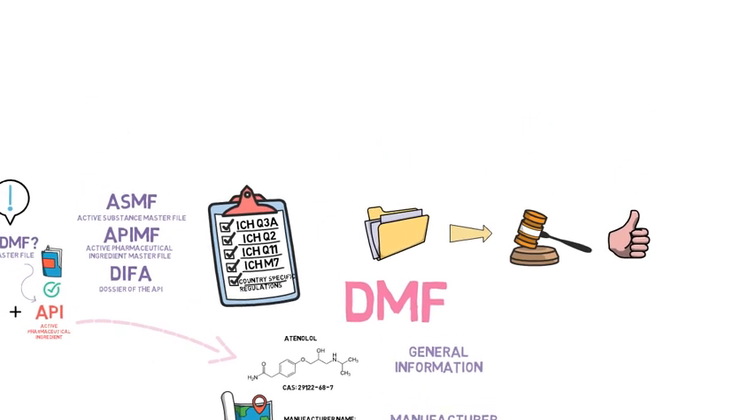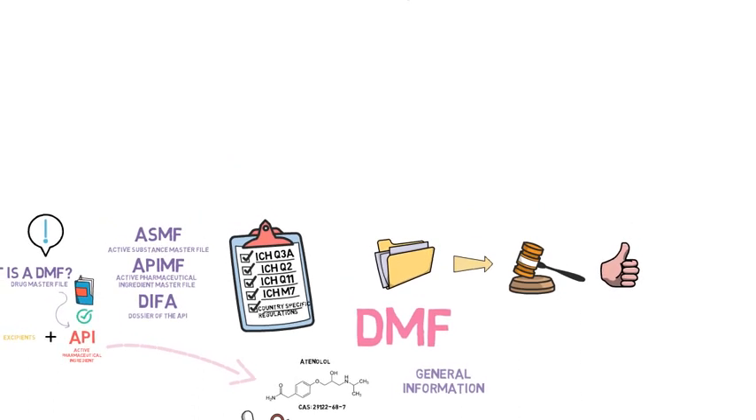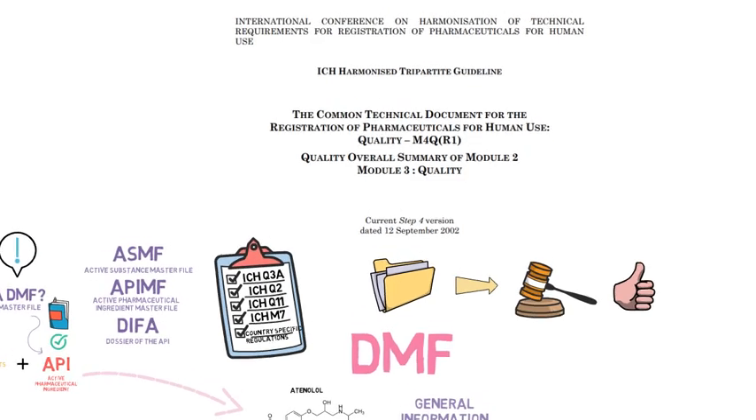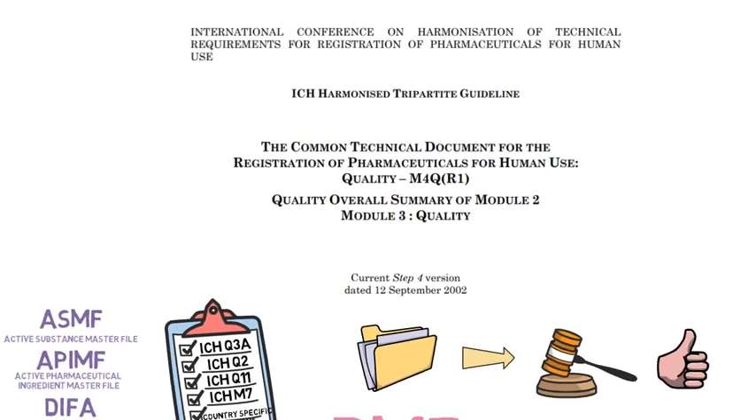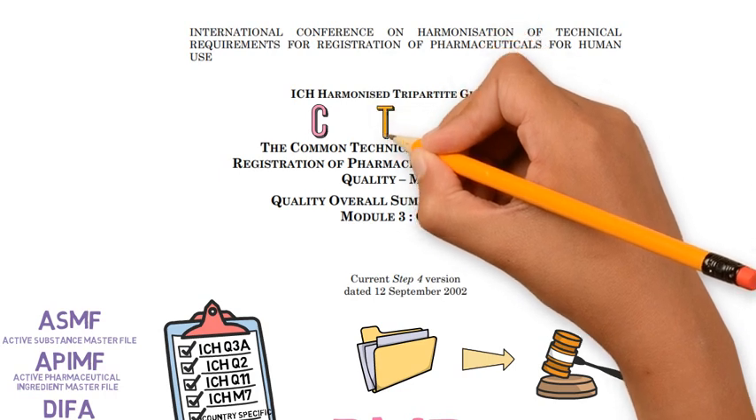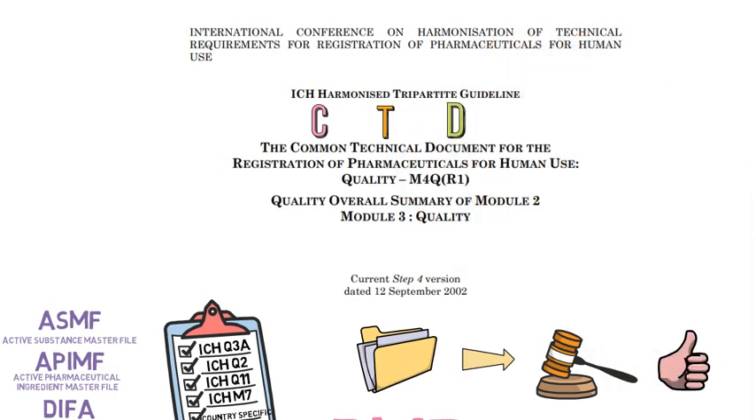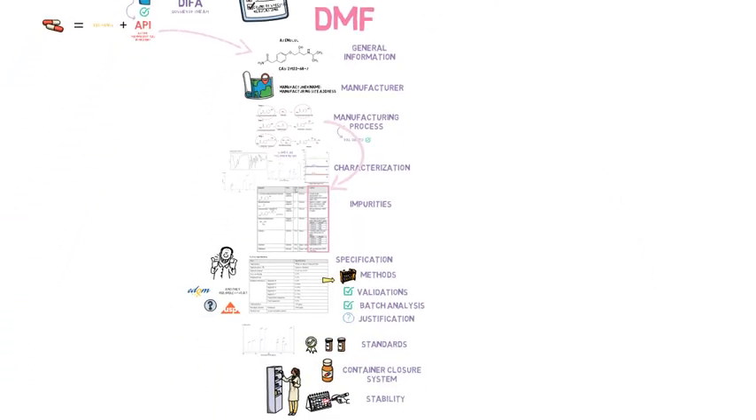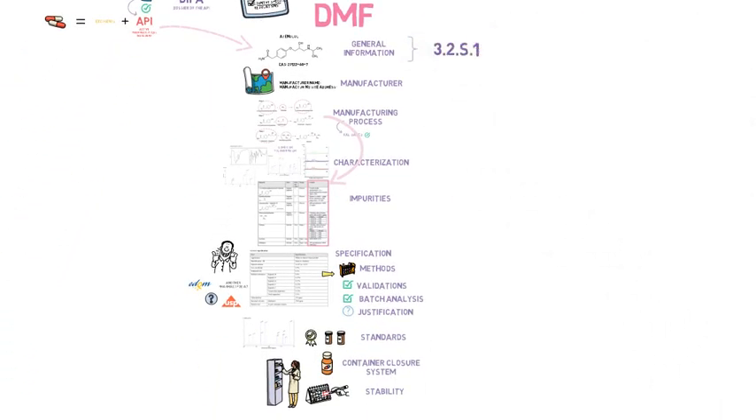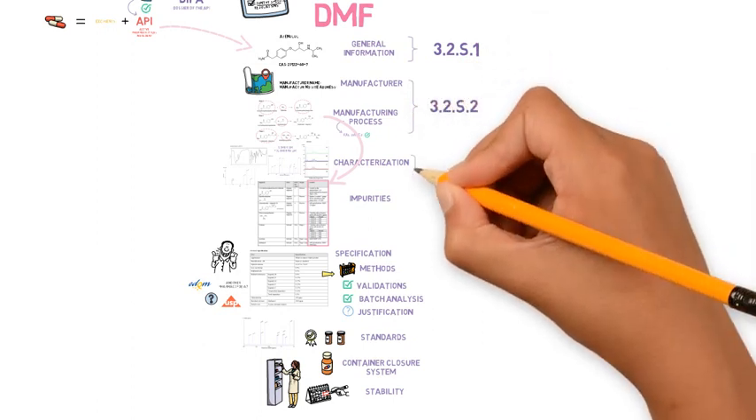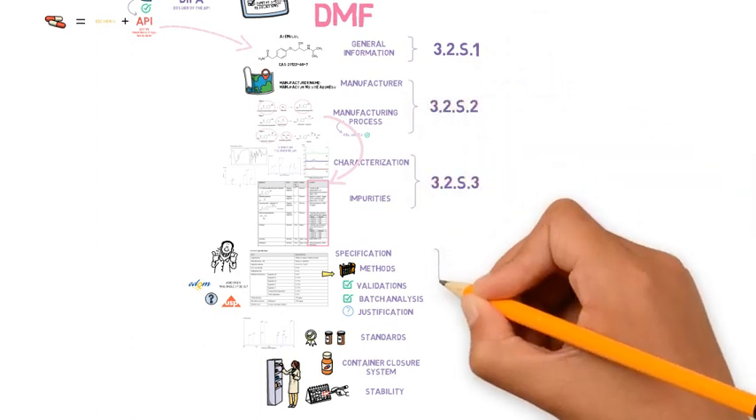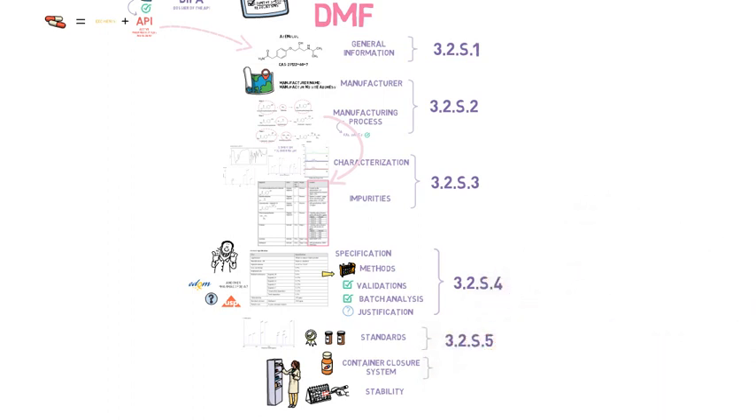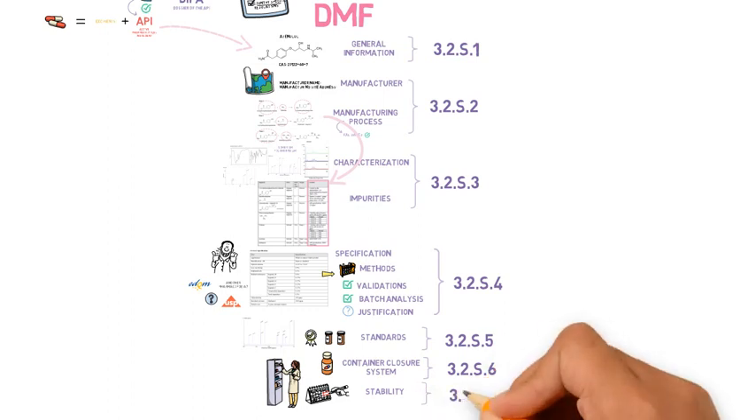One of the ICH guidelines which is usually applied to DMFs is the M4Q, which describes the organization of the documentation and recommends a format called CTD, Common Technical Document. The CTD format is applicable not only to the API, but to the complete drug product regulatory submission, and includes a series of sections so that the information can be more easily found. The DMF consists of 7 of these sections, which will be explained in more details in the videos that will follow, one by one.